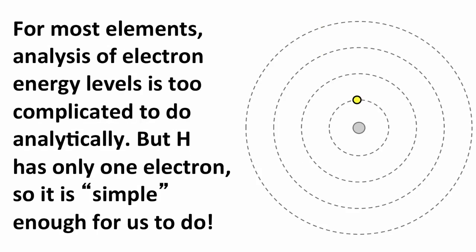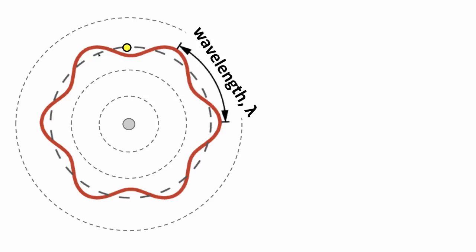Now, for most elements, analysis of electron energy levels is way too complicated to do analytically. It turns out we can do it using some approximations and high-powered computers to do very good analysis that's non-analytic, but approximate to a very high degree. That's higher-level quantum mechanics, which is way beyond the level of this course, so we're going to focus on what we can do, which is hydrogen. Hydrogen has only one electron, and it's relatively simple to do analytically.